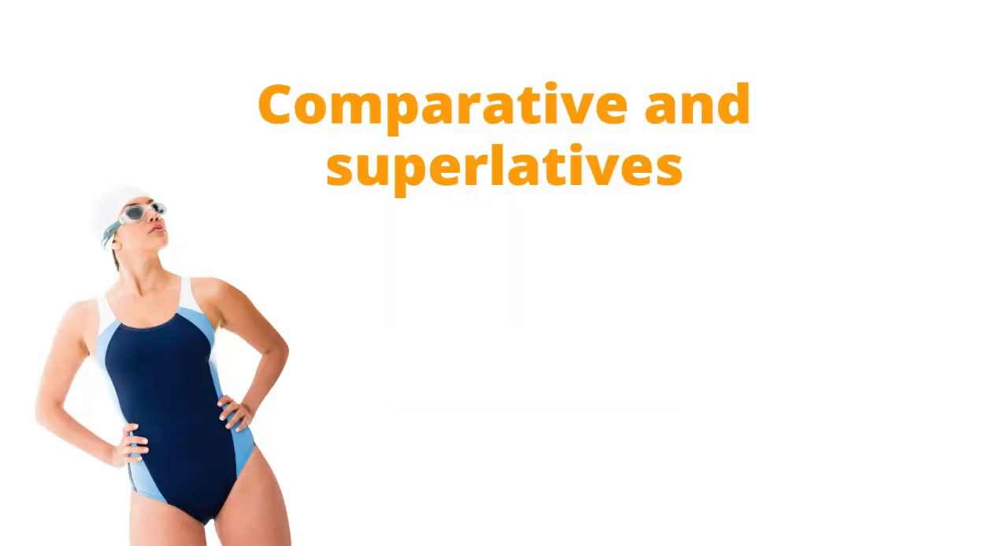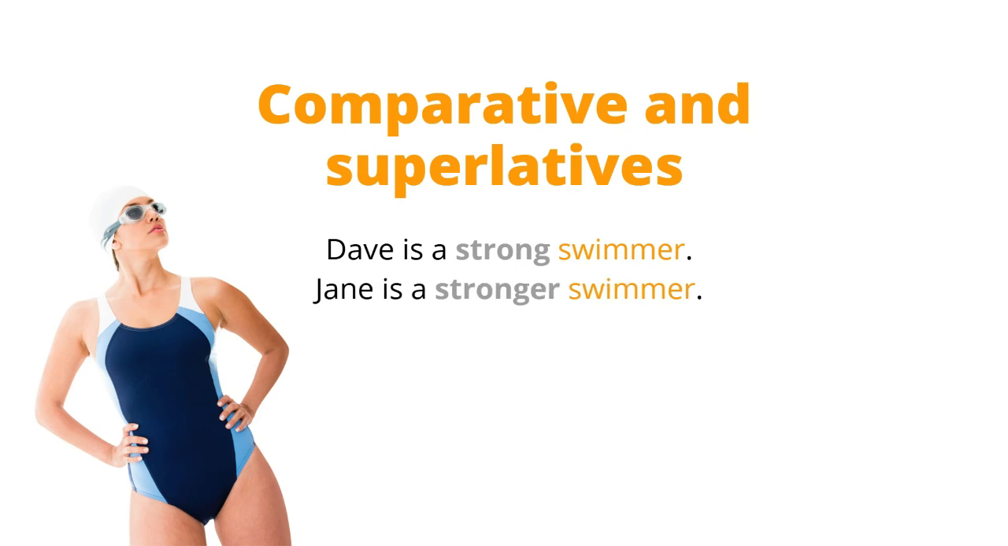Let's look at some comparatives and superlatives. To begin with, we'll go through the comparatives and superlatives for the adjectives. Dave is a strong swimmer. There's the adjective strong. To make the comparative, we have Jane is a stronger swimmer. She is a stronger swimmer than Dave. Then we have the superlative. Bill is the strongest swimmer.